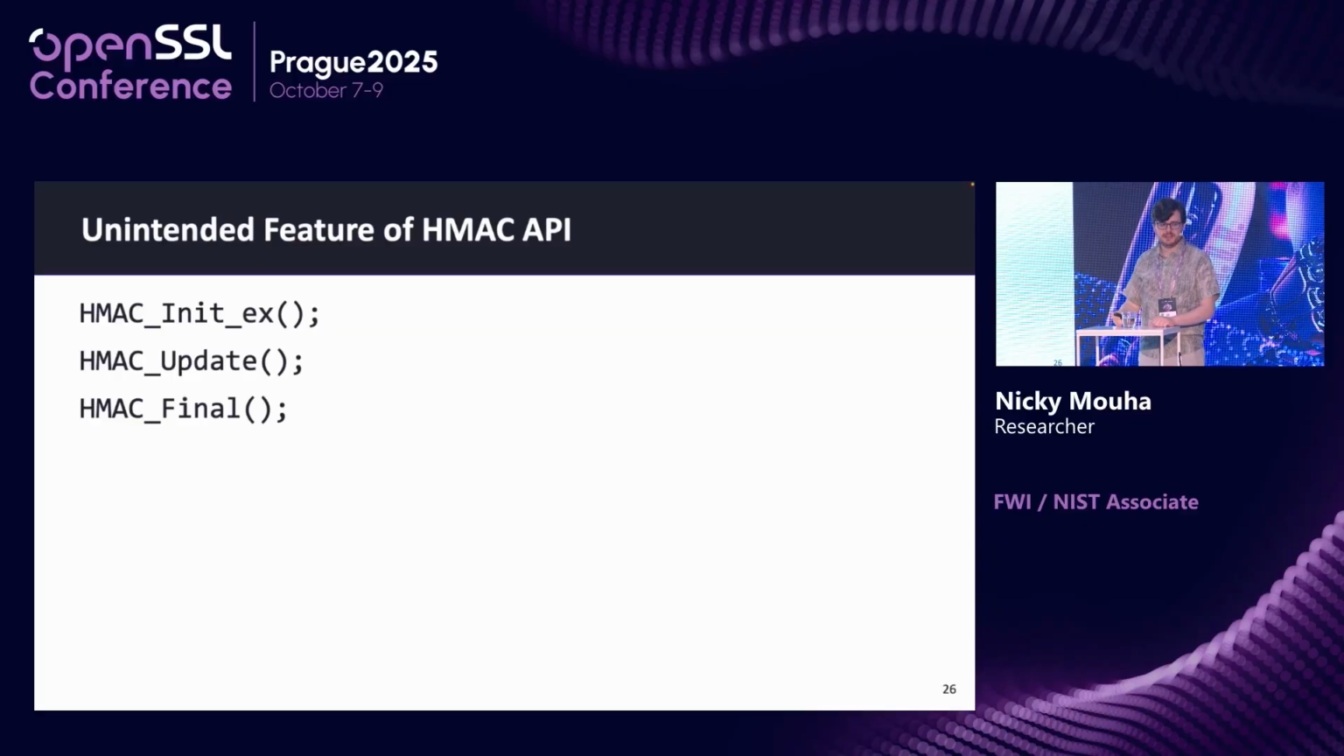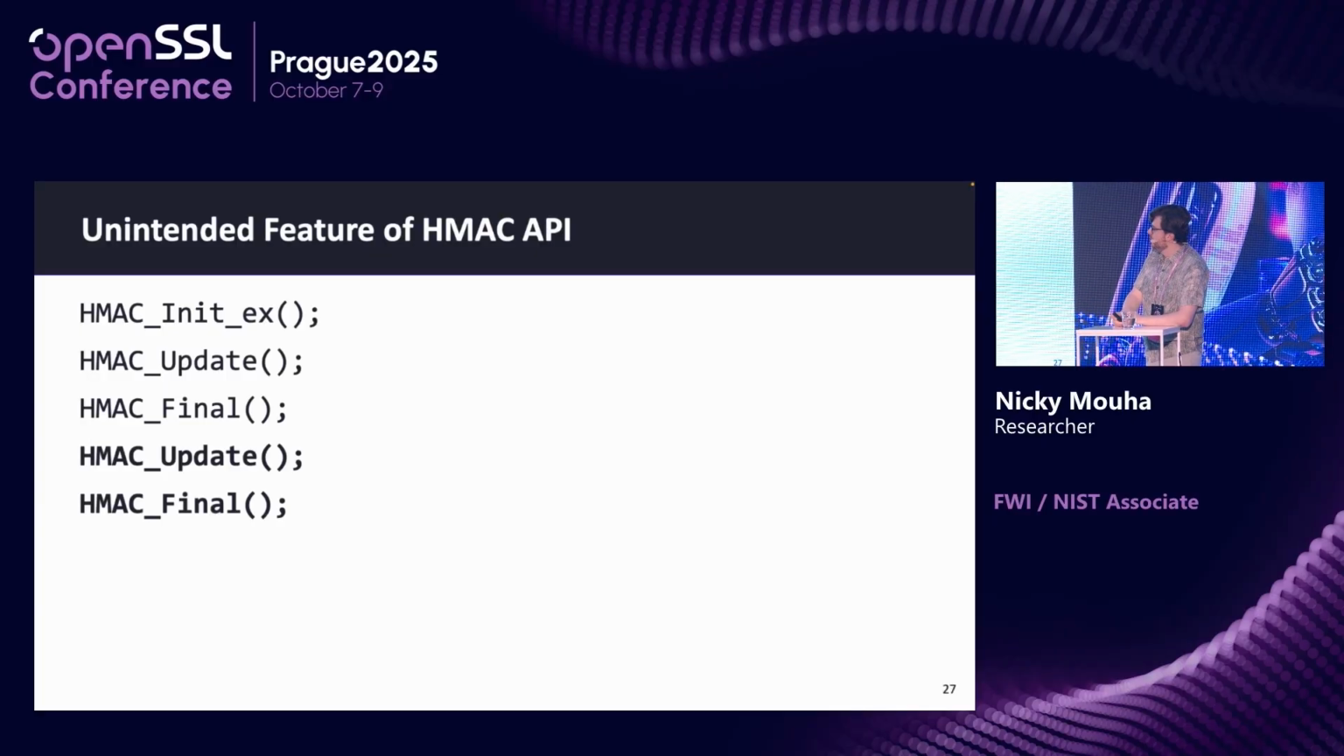So what's the unintended feature here? Well, let's say we call HMAC initialize, HMAC update, HMAC final, and then we call update again and final again. You might wonder, is this being used somewhere? Would it be useful to run update after final? I don't know if anybody has any thoughts on this. Where or when would you use this?